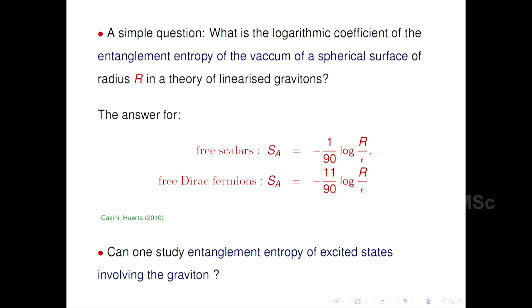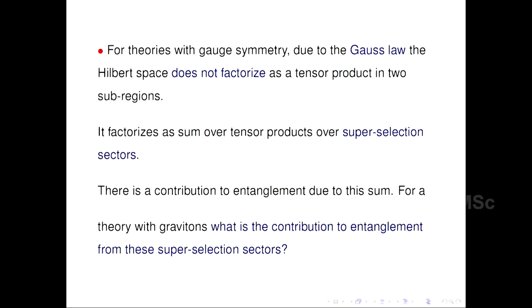So, for instance, for free scalars, these are the numbers, -1/90, 11/90, and Casini and Huerta have evaluated it. Can one study these for the graviton? This is for the vacuum. Suppose there are excited states, can one study entanglement of excited states involving the graviton? So these are the very simple questions one is asking.